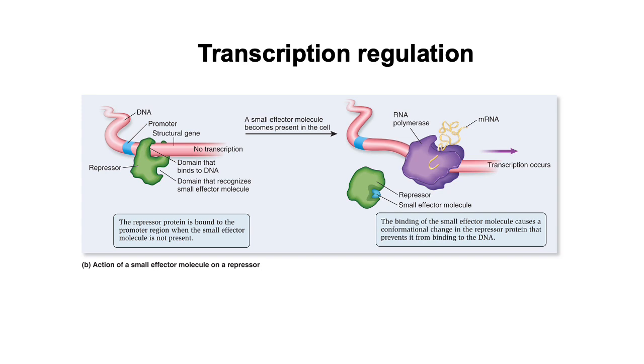So now I want to talk about some specific examples. We'll look at a specific example of repression or negative control in prokaryotes. And we're going to first talk about something called the TRP operon.